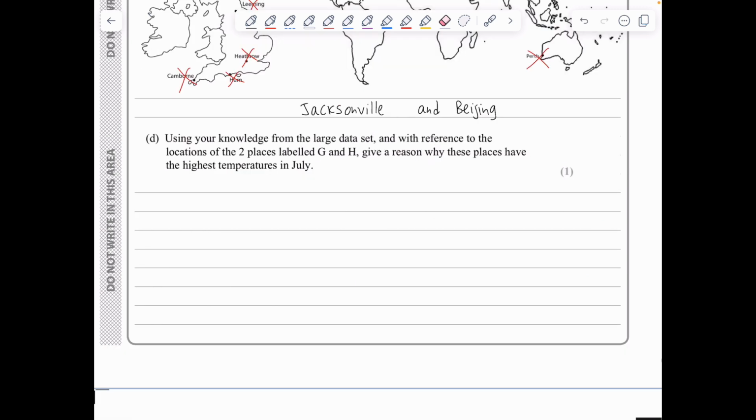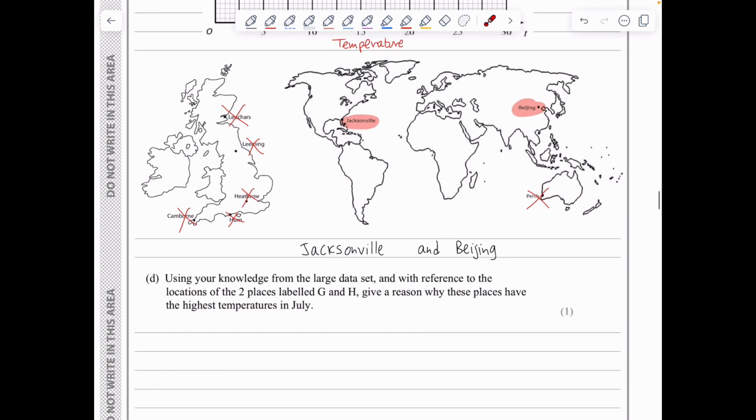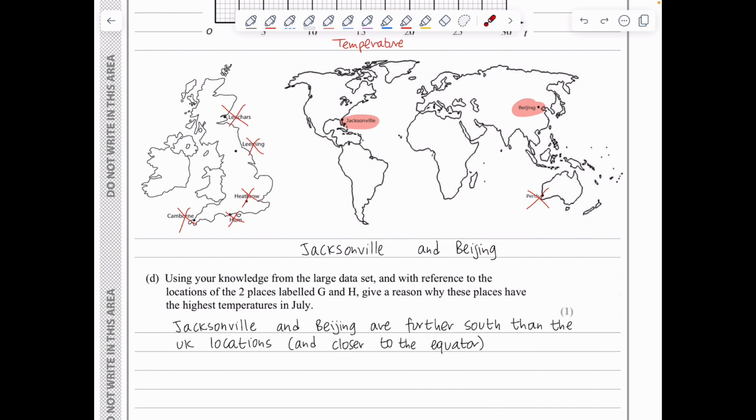In part D, we need to use our knowledge of the large data set, and with reference to the locations of the 2 places labeled G and H, give a reason why these places have the highest temperatures in July. Well, remember that the UK is over here. The closer I am to the equator, the higher the temperatures. So we can see that Jacksonville and Beijing are further south than the UK locations. They are closer to the equator, and therefore we conclude that they exhibit the highest temperatures in July.